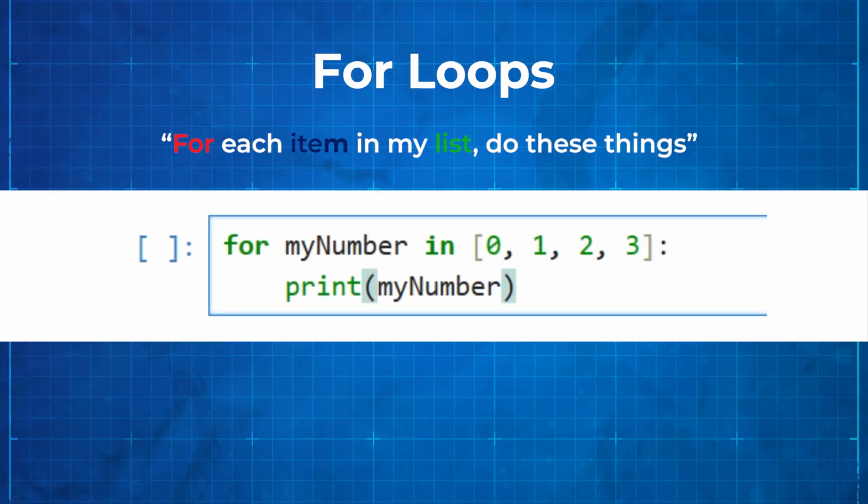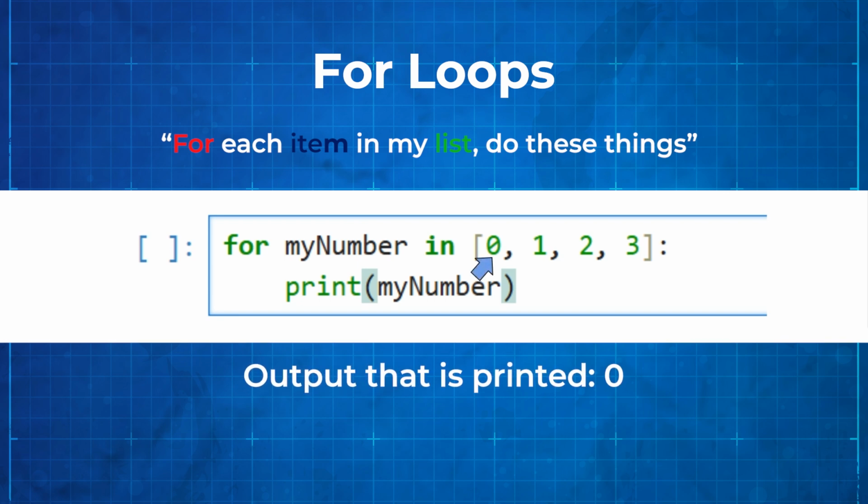The following code prints each number in our list. The print statement inside the for loop will run once for each of our list values, 0, 1, 2, and 3. It will set the myNumber variable equal to the current list value each time before running the code inside the loop. So, on the first loop iteration, myNumber will be set to 0, and then the print statement will be called with myNumber and it will print 0.